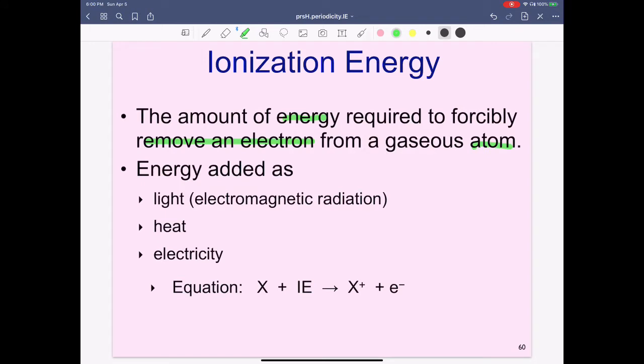Energy can be added as heat, light, or electricity. Generally, light is preferred because it's easier to measure the exact amount of energy required. So an atom, energy is added, an ion would form, and then the electron and ion form because the electron is removed.